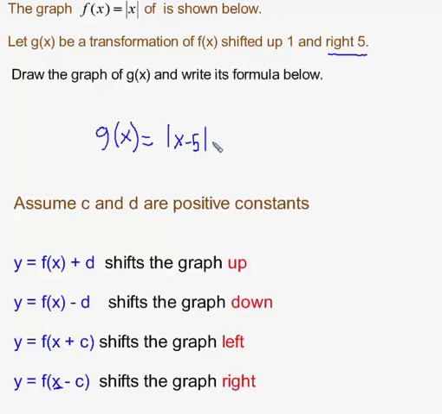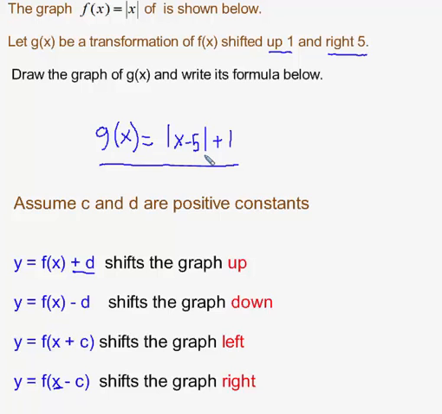Had you put the -5 outside of the absolute value symbols, that would mean you'd be subtracting 5 on the output, and that would move the graph down, which of course we did not want. Now to move the graph up 1, it says we must add 1 on the outside of the absolute values. So this would be my formula for g.